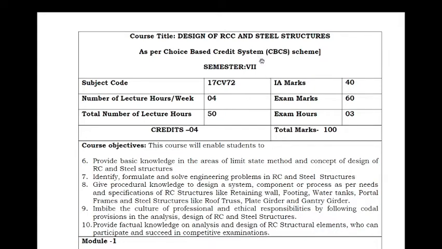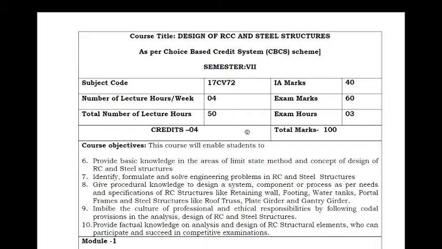So let us see what all is there in the syllabus. The subject course title is Design of RCC and Steel Structure. It is from 7th semester. The subject code is 17CV72. The IA marks is for 40 and the number of lecture hours per week is 4, and the final examination marks is for 60. So in total it makes 100. The total number of lecture hours will be 50 and the final examination duration will be 3 hours. The credit for this subject are 4 credits and the total marks are 100.